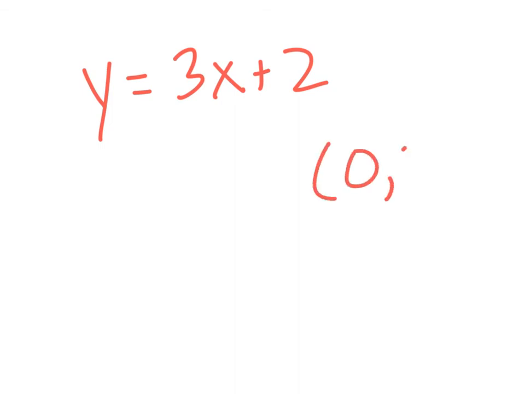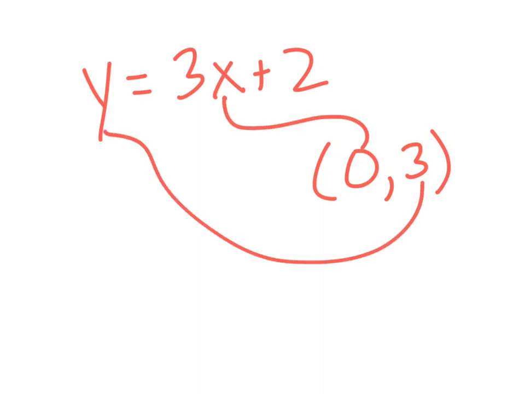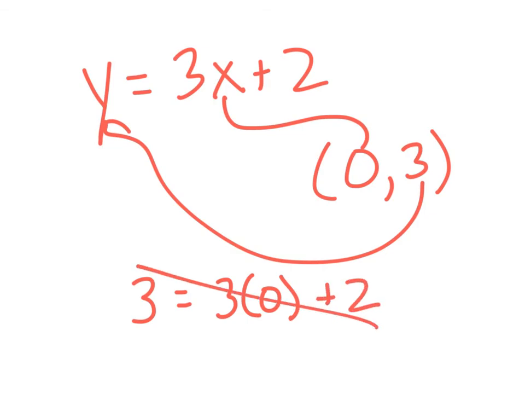To find out whether an ordered pair is a solution to an equation, you have something like y equals 3x plus 2. And is the point 0, 3 a solution? Well, you plug the 0 in for x and the 3 in for y. Is 3 equal to 3 times 0 plus 2? No, it's not. So no, this is not a solution to this equation.